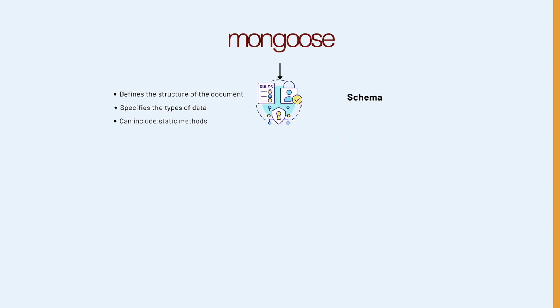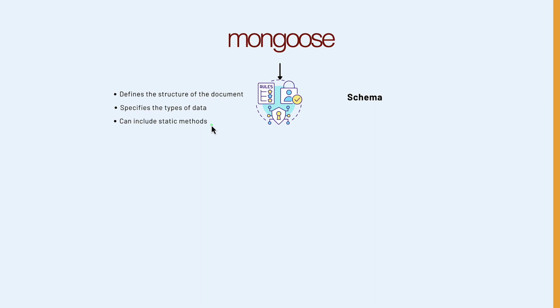When we say schema, this one defines the structure of the document and then specifies the types of data, and it can include static methods. Remember, like I said, that for MongoDB, we can save any kind of data without having a blueprint. So in mongoose, we have what is called schema. It's like the rules that a user needs to follow before creating a document.